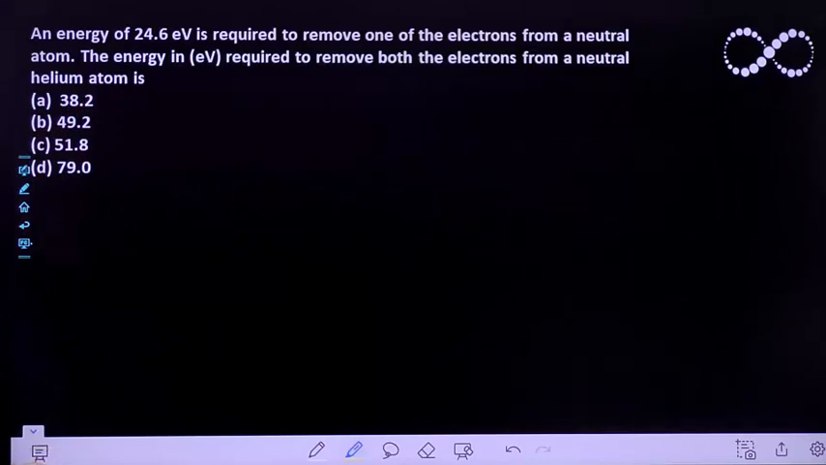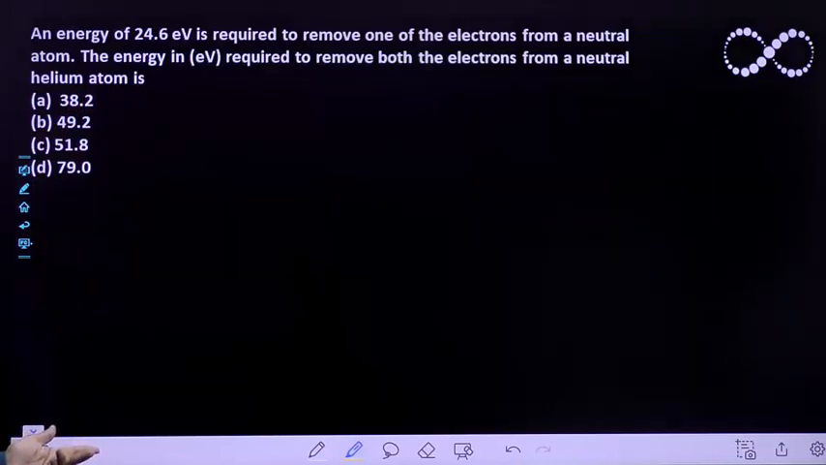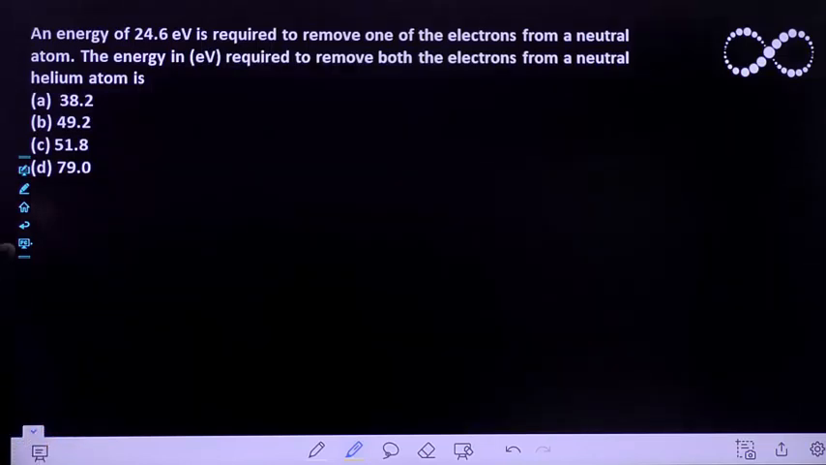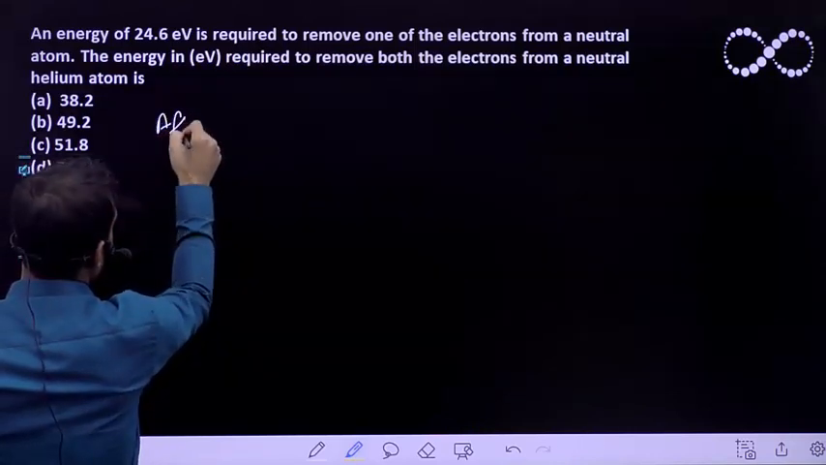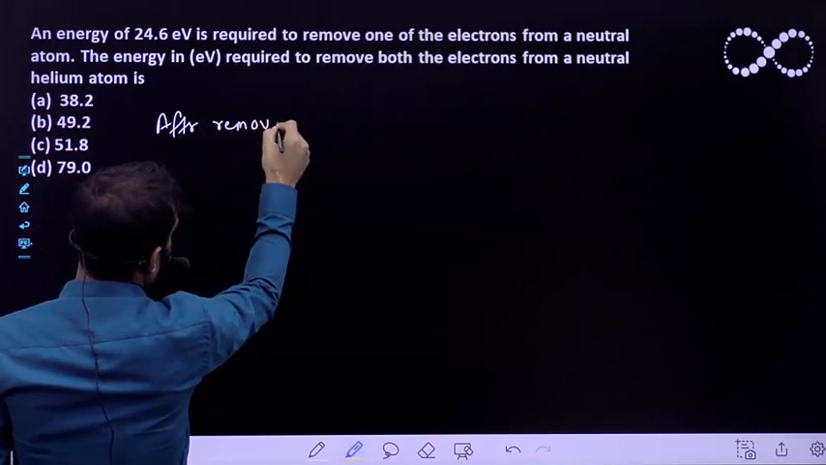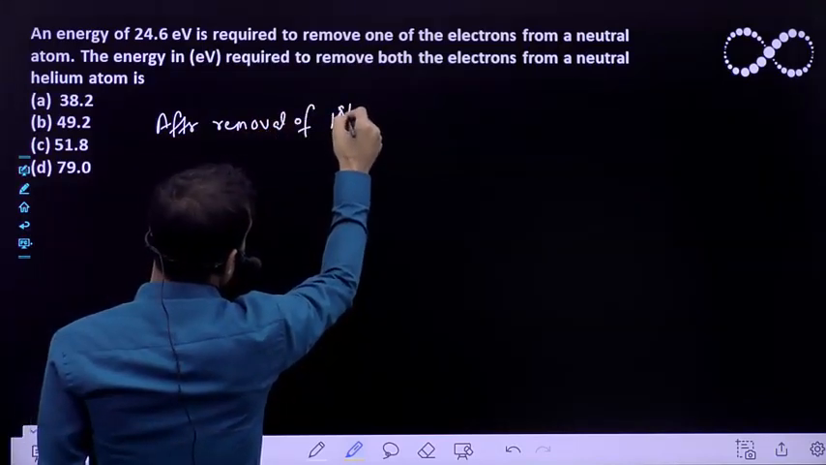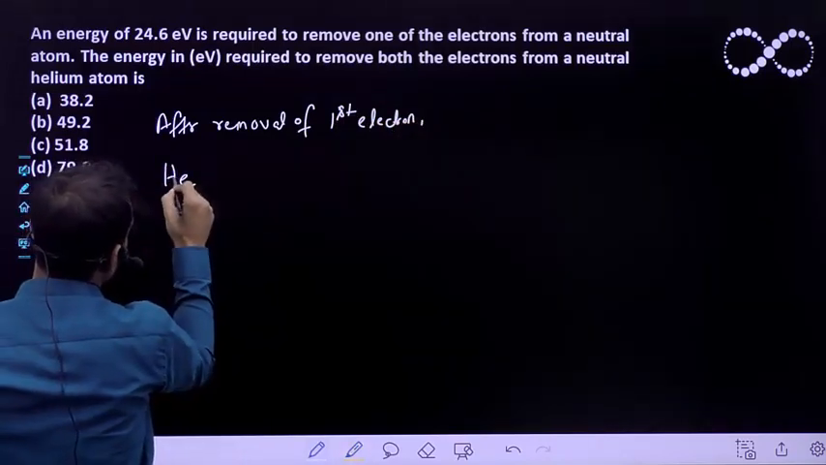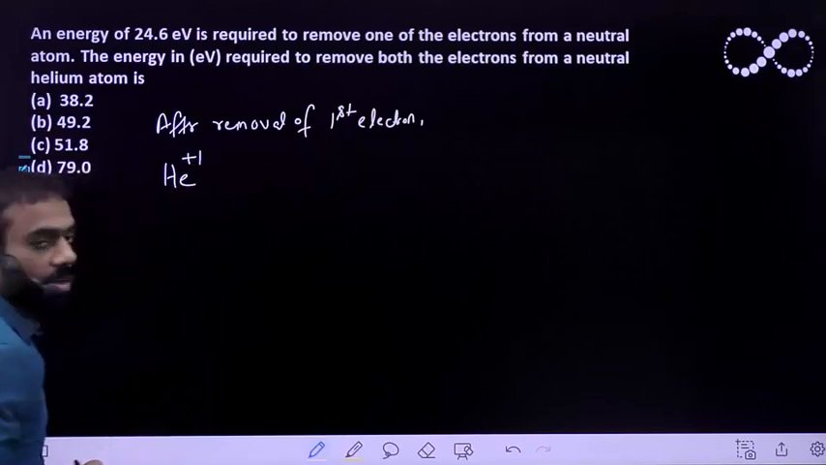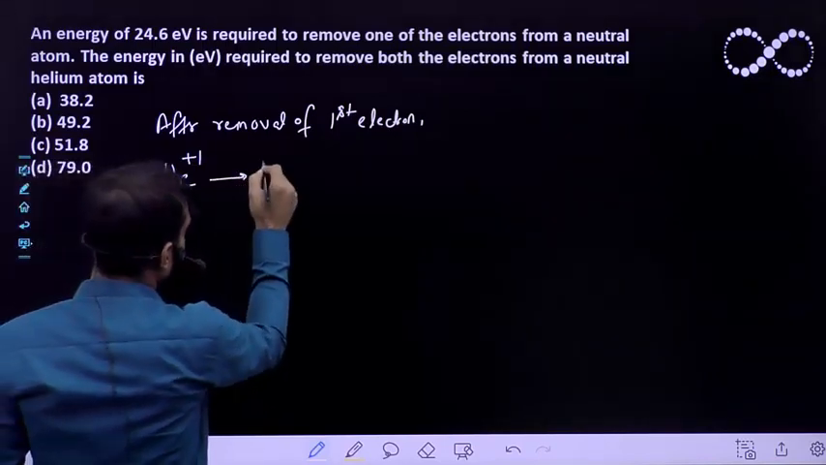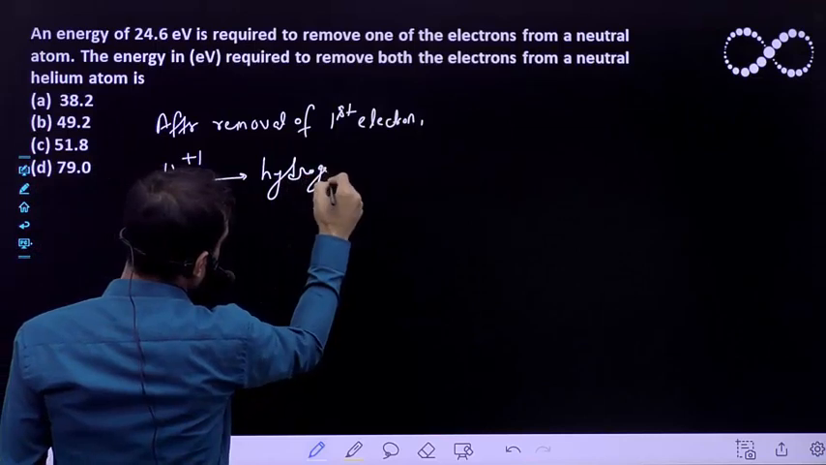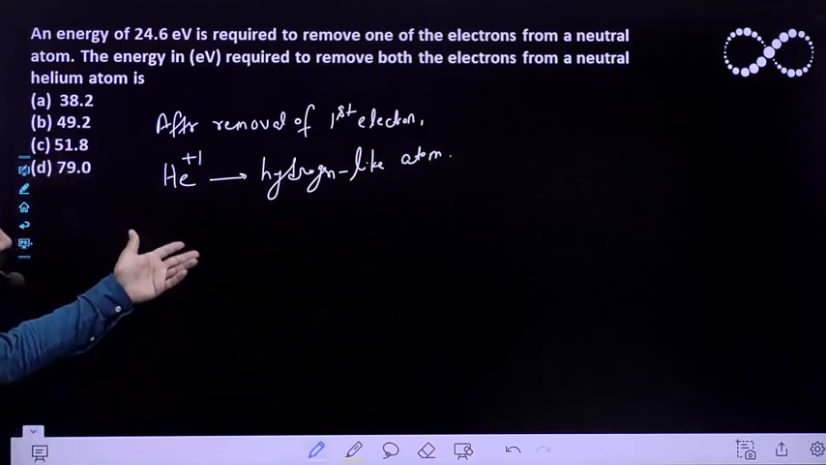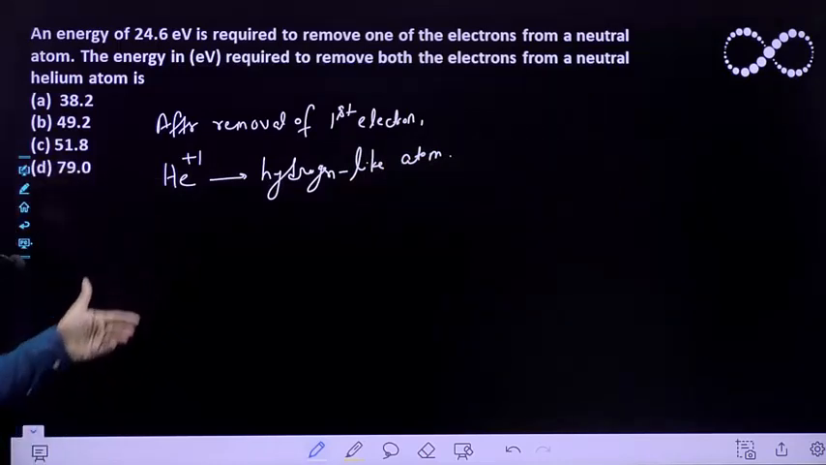After the removal of the first electron, the helium will become a hydrogenic element with one electron, so that will become a hydrogen like element. After removal of the first electron, this will become He plus 1, and He plus 1 is a hydrogen like atom. So for the hydrogen like atom, we already know all the formulas here.